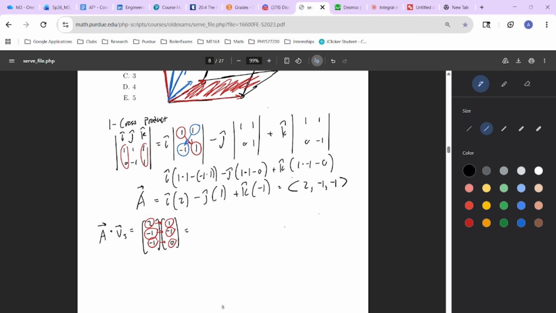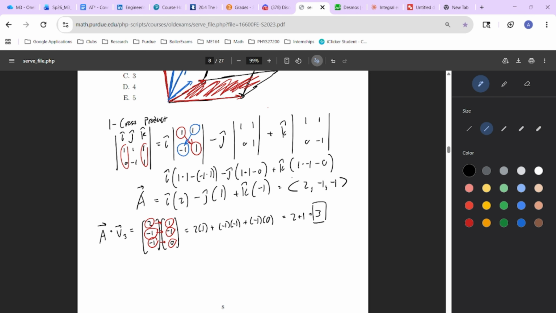Let's do that. This will be 2 times 1 plus 1, not even 1, negative 1 times negative 1, and then plus negative 1 times 0. That would become 2 plus 1. Pretty hard calculation. I'm in a few seconds for this. That'd be 3. Okay. So that would be our answer then.